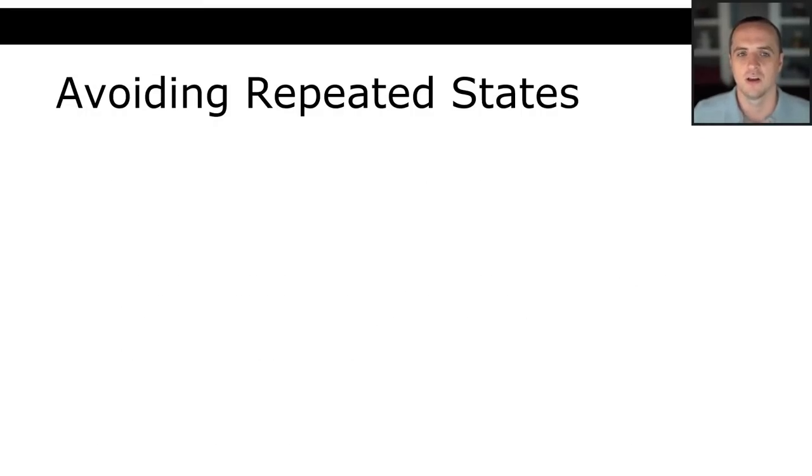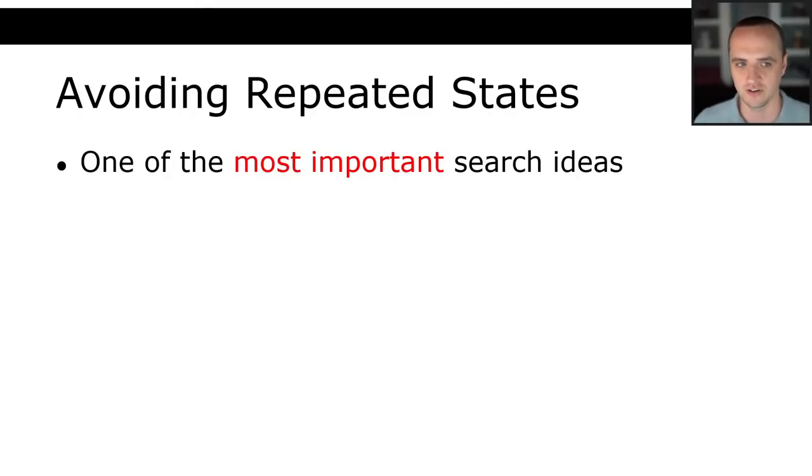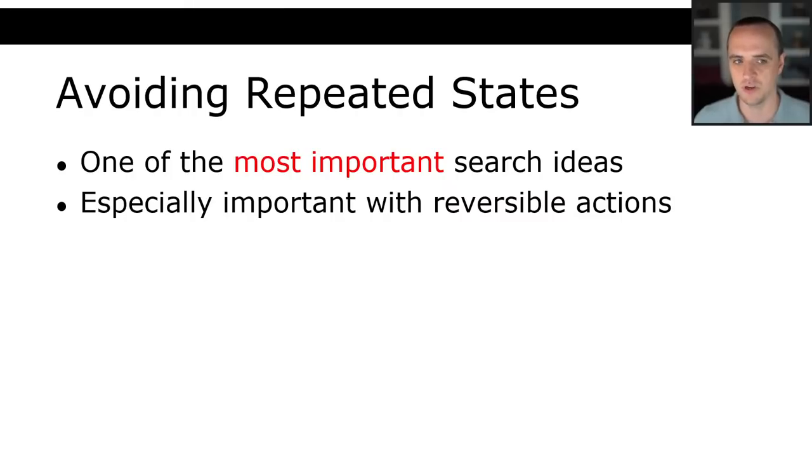Okay. The last thing we'll talk about, I promise, in this lecture is the idea of avoiding repeated states. It's one of the most important search ideas, especially important when we have reversible actions. Meaning that if I have an action of move left and I have an action of move right, then one of the possible paths that I might be searching is what happens if I move left, then move right, then move left, then move right. Ideally, we don't want to do that, right? We don't want to move left, then right, then left, then right.